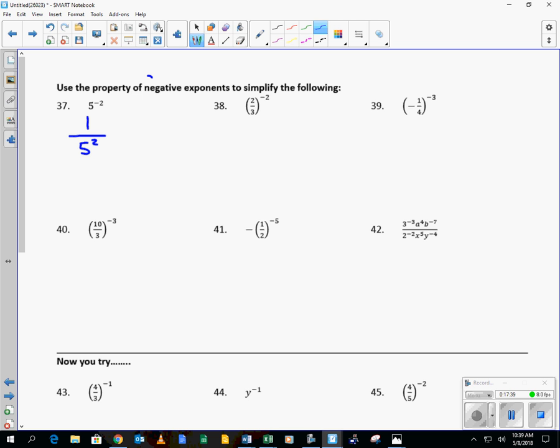And part of what you recognize is that things kind of flip. So many of you understand you get 1 over 25. But what about this one? 2/3 to the negative 2.